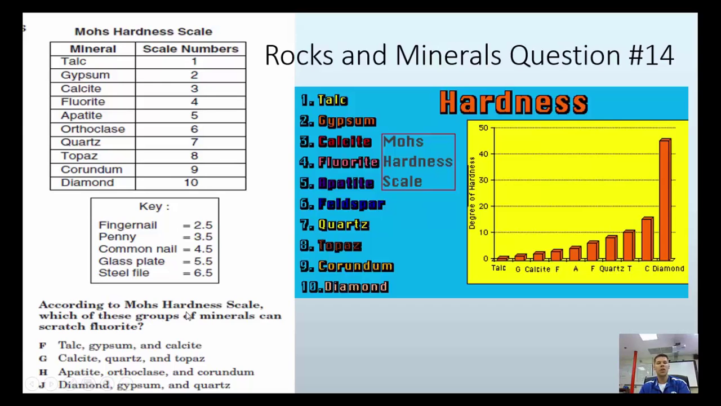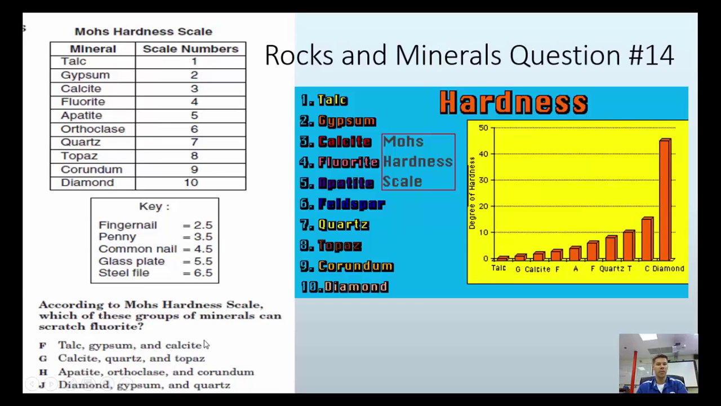So according to the Mohs hardness scale, which of these groups of minerals can scratch fluorite? Well, remember fluorite is a 4. So fluorite would be able to scratch talc, gypsum, and calcite because they are a 1, 2, and a 3. But fluorite would not be able to scratch any of the other minerals: apatite, orthoclase, quartz, topaz, corundum, and diamond. But all of these minerals I just mentioned, the 5 through 10 minerals, they would all be able to scratch fluorite because it's got a lower number on the hardness scale.